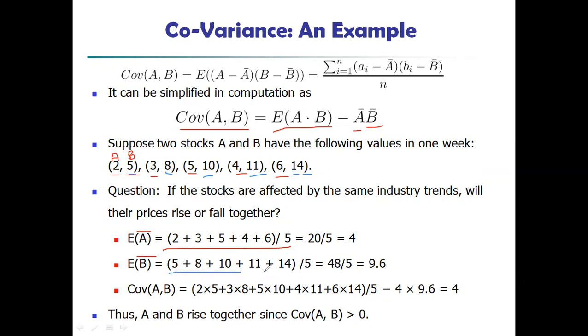Automatically, these are the values. Divided by 5, you are getting 4 as the mean value of a, and 9.6 is the mean of b. After that, here you are going to calculate the covariance of a comma b.